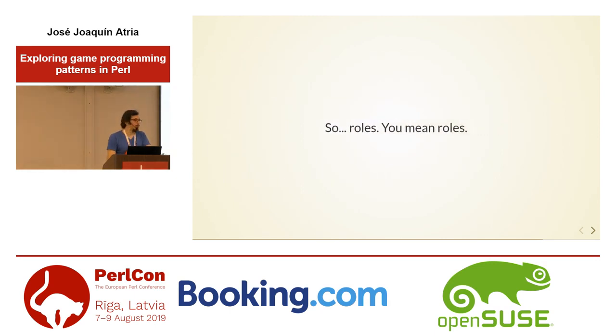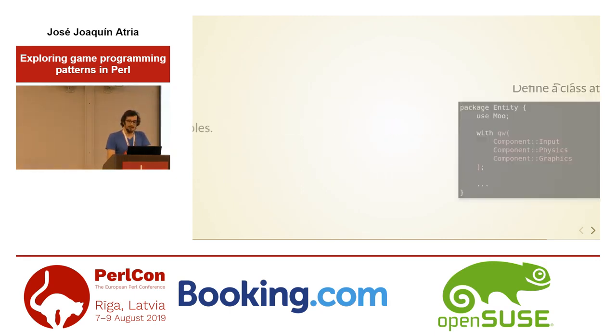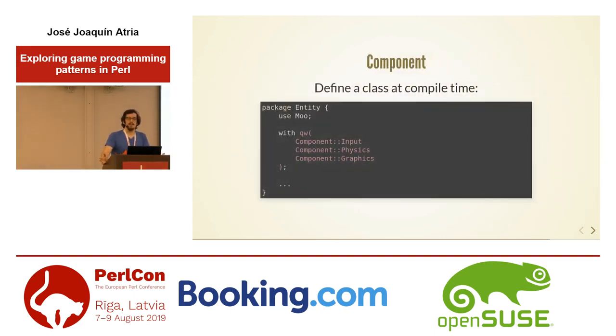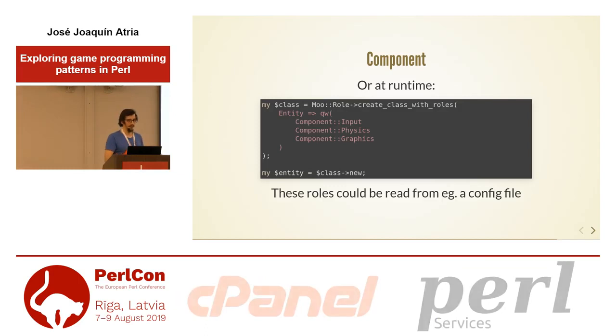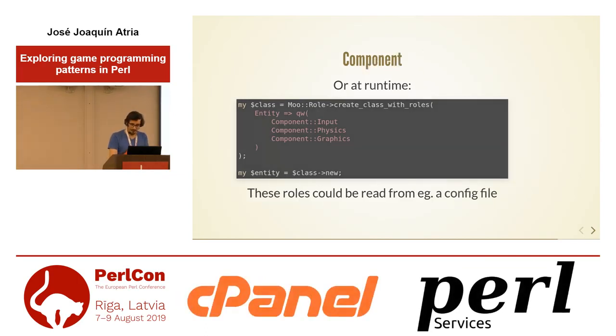So roles, basically, they're talking about roles. And we have great support for roles in Perl. So you can do it like this. You define the class and you just load in the components at compile time. Or you can actually just define the class at runtime and bring in these roles from a config file somewhere, which would allow you to define different types of actors without actually having to touch the code, which is great.